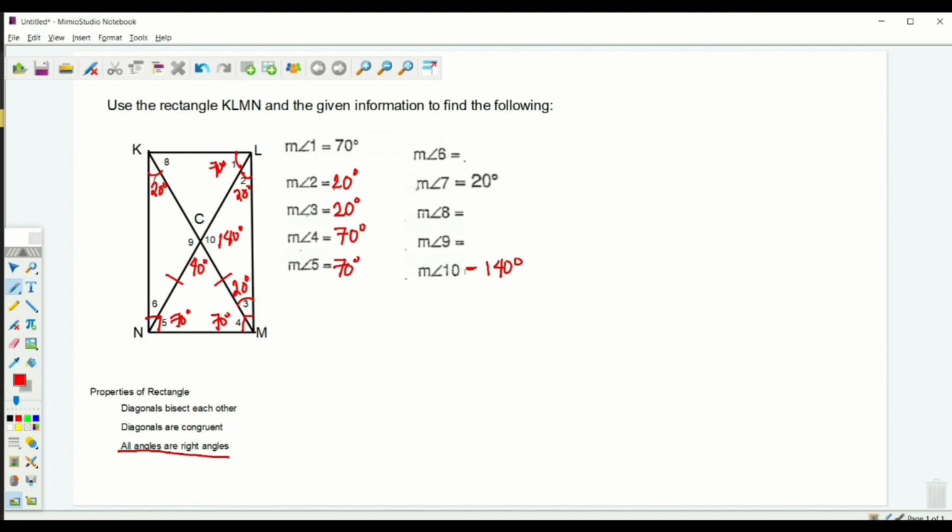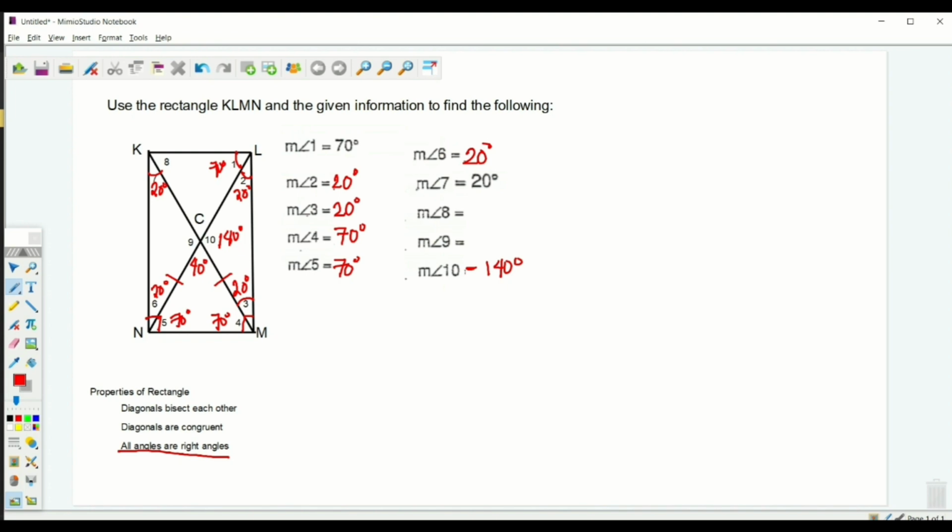Okay, so this one is 70 degrees. Next, how about angle 6? Angle 6, so this is 70, ilan na lang ang kulang para maging right angle or 90 degrees? So the answer here is 20. So this is 20 degrees.